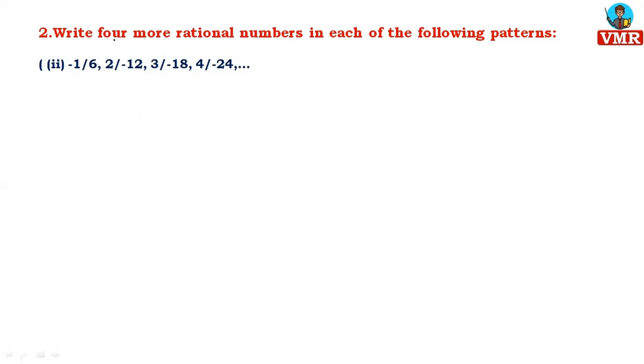Next, write four more rational numbers in each of the following patterns. This is one of the questions. First we have to identify which pattern it is. Now we get here minus 1 by 6. Okay, so minus 1 by 6, if we multiply with 2 by 2, we will get this term.